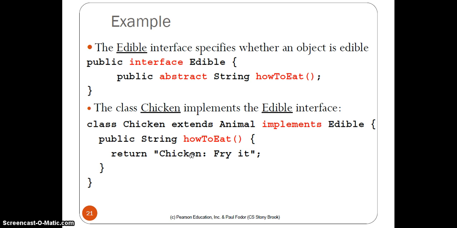For example, I declare an interface Edible and I have an abstract method howToEat, right? So essentially, for example, Chicken. Now Chicken extends Animal because a chicken is a type of animal, and it implements Edible. So I need to define a method which will tell me how to eat. So if it's chicken, then how to eat would be fried.